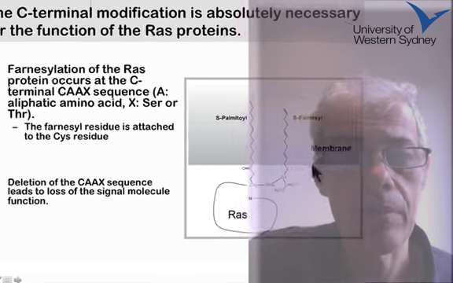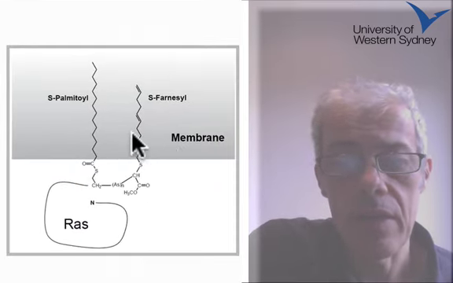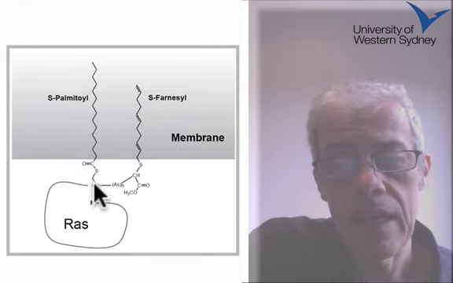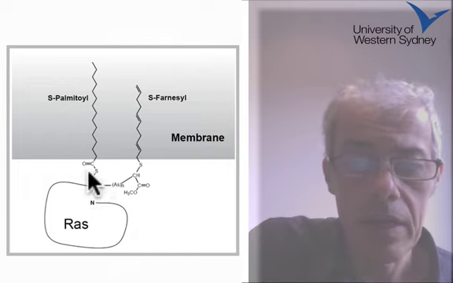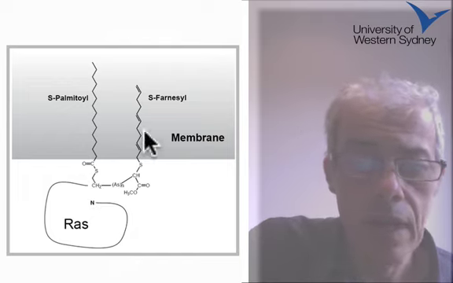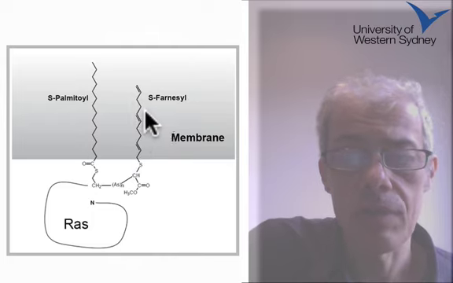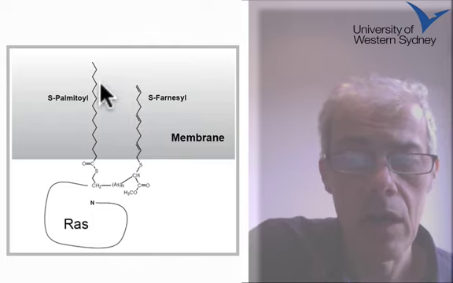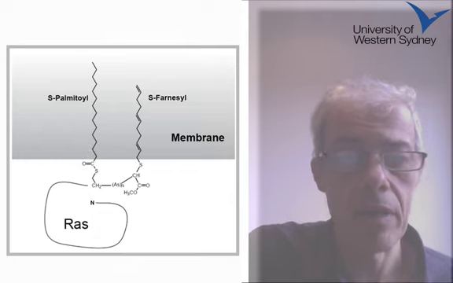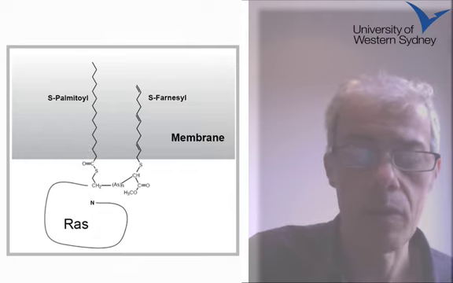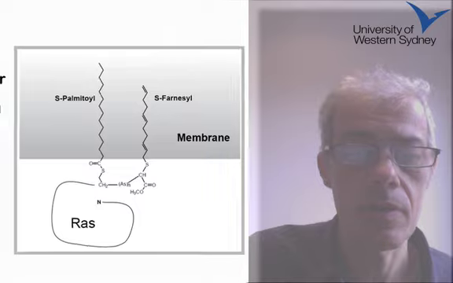This is a quick diagram showing you that the RAS protein is post-translationally modified by binding to these long carbon chain molecules, these farnesyl and palmitoyl fatty acids, and these embed the RAS protein or attach the RAS protein to the inner leaflet of the membrane so that it can interact with membrane constituents.